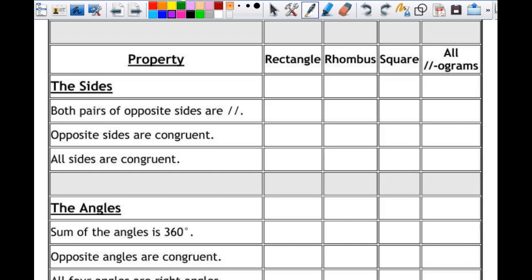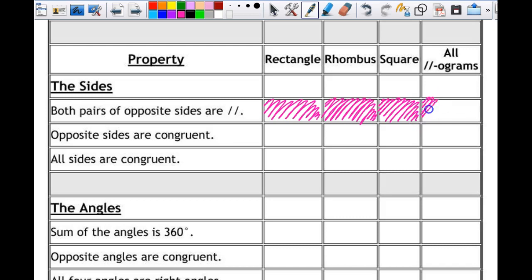But if I look at the property of both pair of opposite sides being parallel, is that true for a rectangle? Are both pair of opposite sides parallel? Yes. Okay, so I'm going to color that in. All right. And then, actually, I don't like it like that, so let's do it this way. All right, and then what about for a rhombus? Are both pair of opposite sides parallel? Yes. Okay, what about for a square? Yes. What about for all parallelograms? Yes.